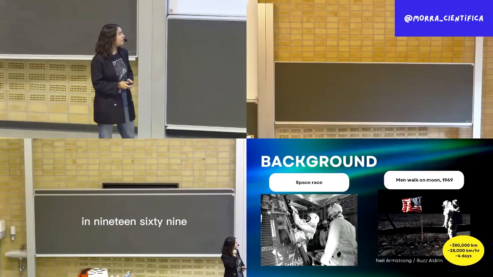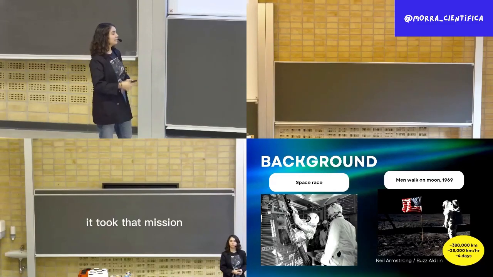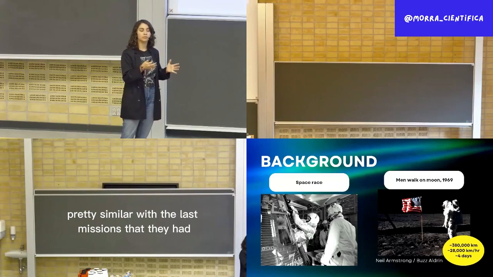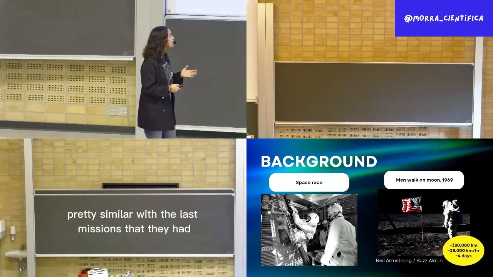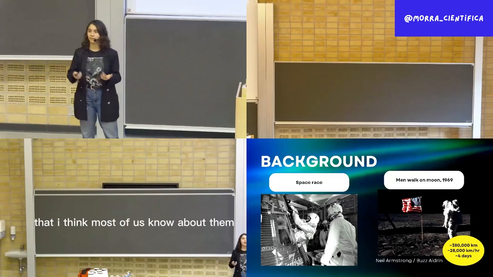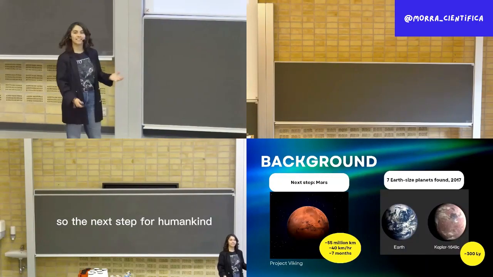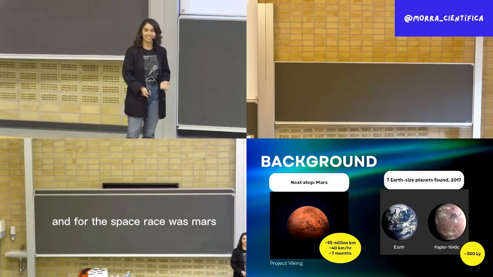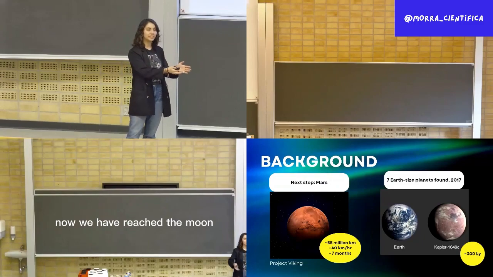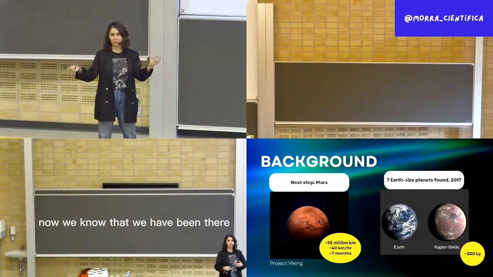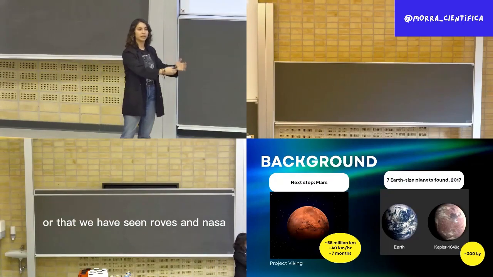And so they did in 1969. That mission took 4 days. And the speed that they had was again pretty similar to the last missions, with Neil Armstrong and Buzz Aldrin, whom I think most of us know about. So the next step for humankind and for the space race was Mars. Now we have reached the moon. Now we wanted to go to Mars, where we now know that we have been, or at least that we have sent rovers.